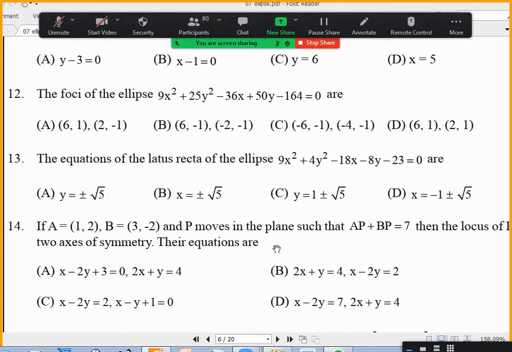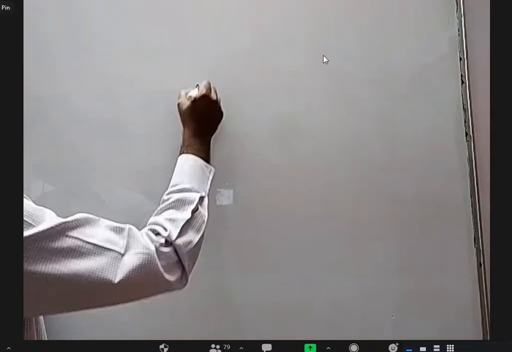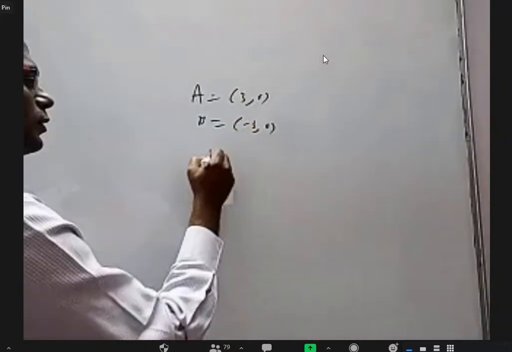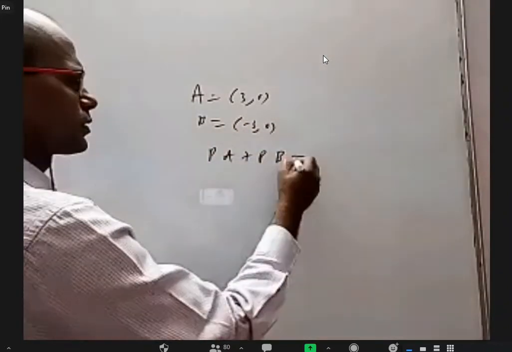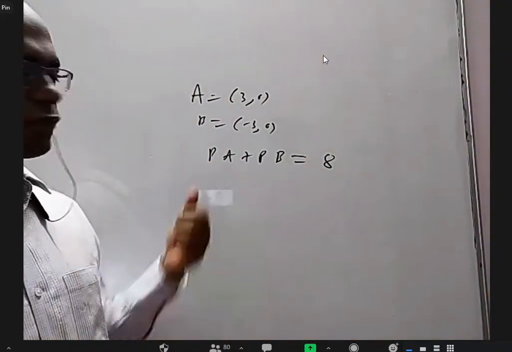Anyway, yesterday I wanted to say this at the end, but there was no time. I did not teach 1B last year to you, I was teaching 1A. But whenever I teach the locus chapter in first year, I'm sure everybody knows these questions. Let's say A is (3, 0), B is (-3, 0), PA plus PB is equal to some 8. Find the locus of P. You have some standard question like this in locus for 4 marks, right?